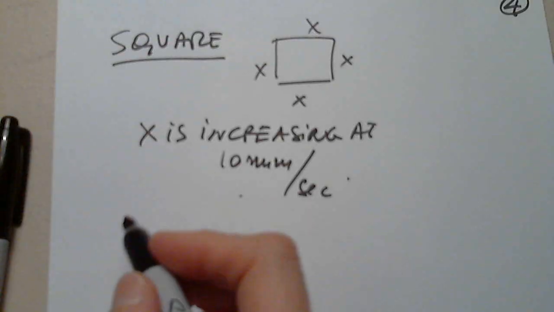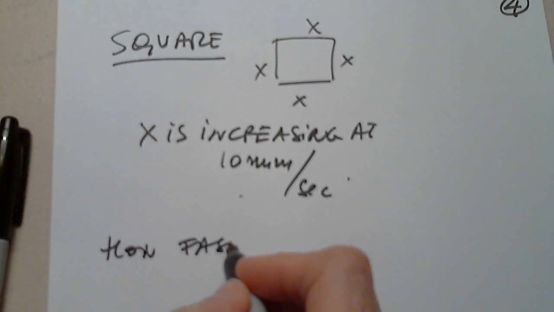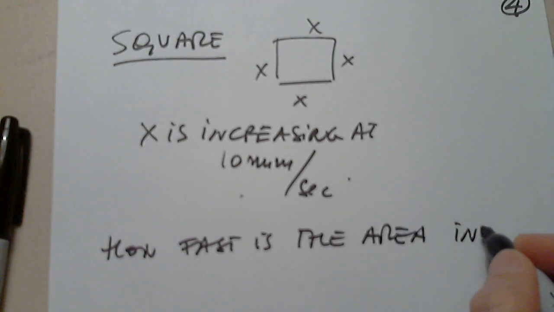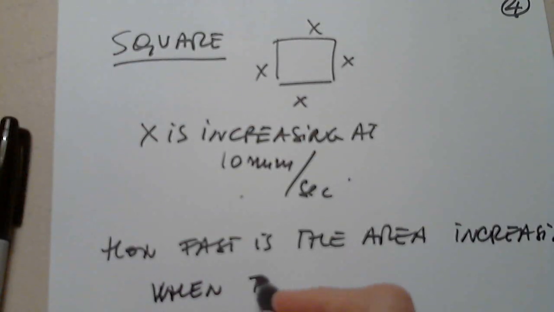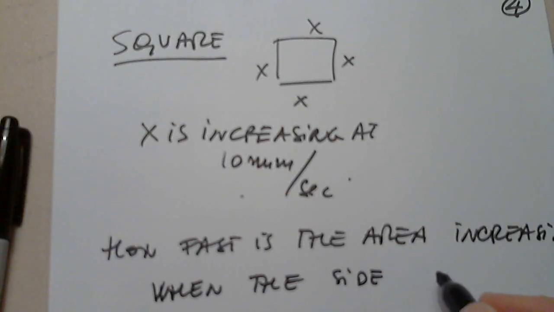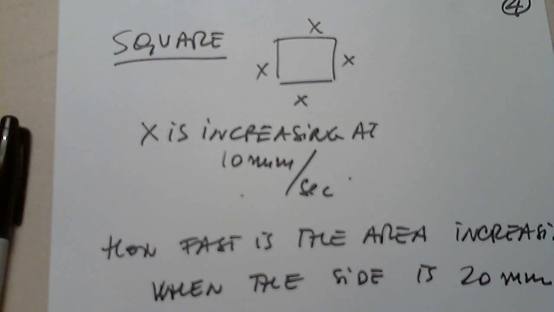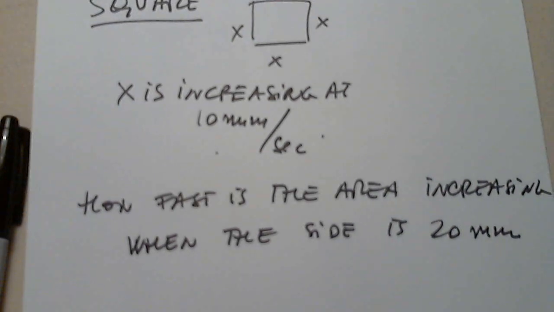And the question now is, how fast is the area increasing when the side is, let's say, 20 millimeters? How do I start? What is the starting point? What do I need to do?